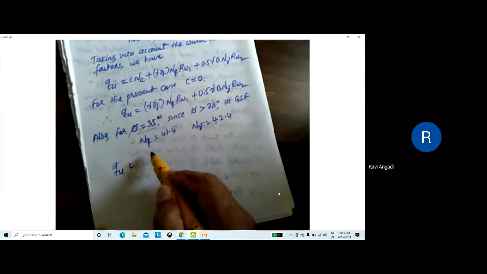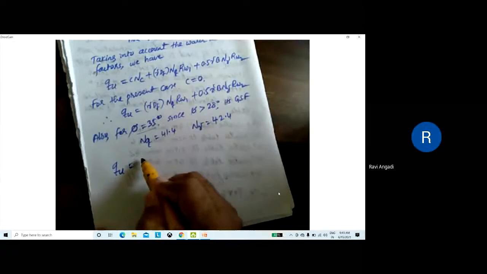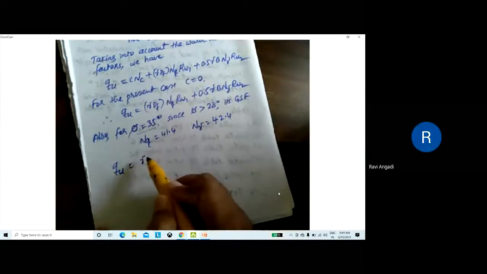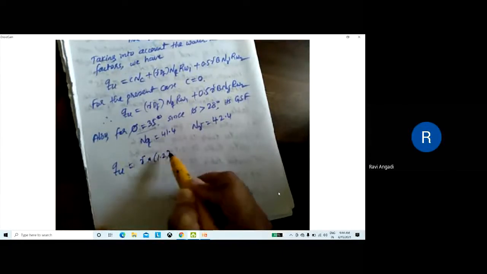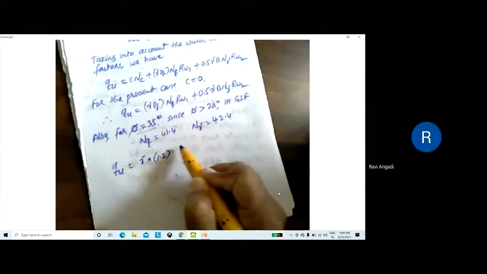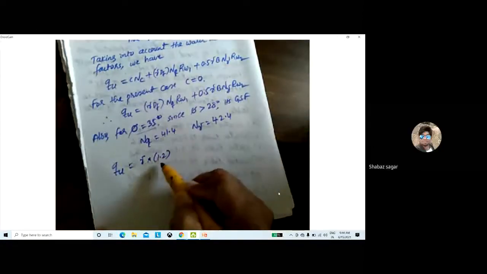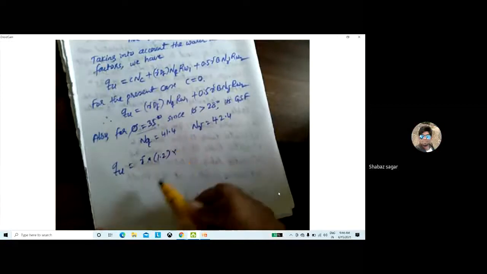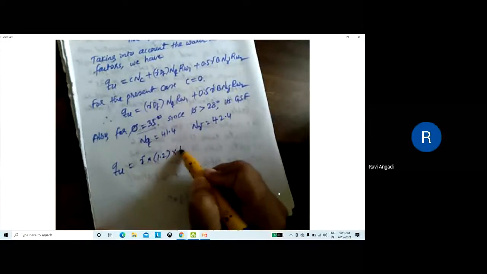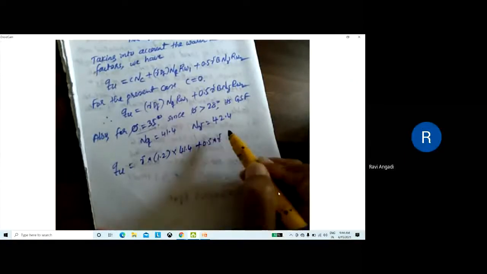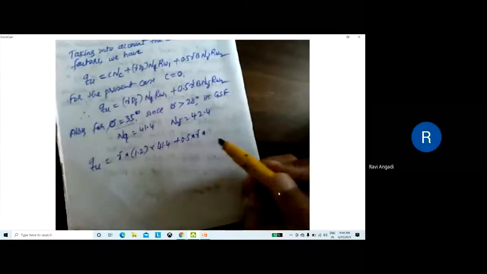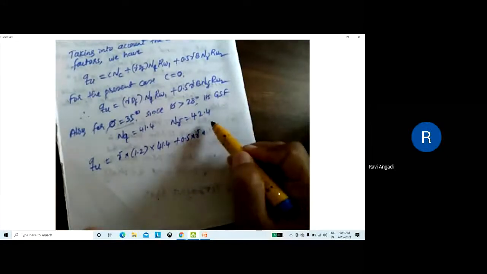What is the depth of footing given? 1.2 meters. Gamma into depth of footing, is it 1.2? Yes, sir. Into RW1, no, 0.5. NQ value, how much is NQ value? 41.4. Plus 0.5, keep gamma as it is, into 1 plus, into B value.